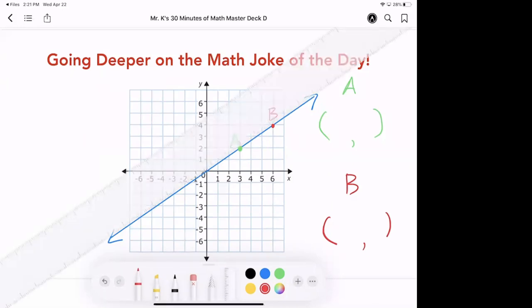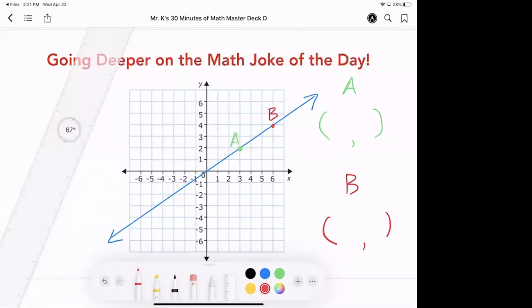Okay, welcome back. I'm gonna bring the ruler back just so it's here so you guys can see it. I know you love the ruler so much. All right, A is, let's see, how far is it on the x-axis? 1, 2, 3. And how far is it on the y-axis? 1, 2. Well done. And B, how far is it on the x-axis? 1, 2, 3, 4, 5, 6. And on the y-axis, 1, 2, 3, 4. Excellent job. So those are our coordinates, (3, 2) and (6, 4).